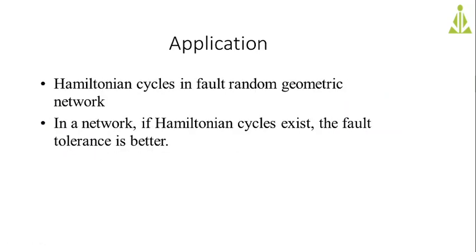What is the application of the Hamilton cycle? The Hamilton cycle is used in fault tolerant random geometric networks. In a network, if a Hamilton cycle exists, the fault tolerance is better. So we can easily find paths if we have the Hamilton cycle, and our time complexity will also be reduced if we use the Hamilton cycle.